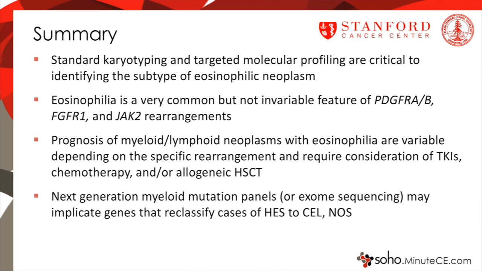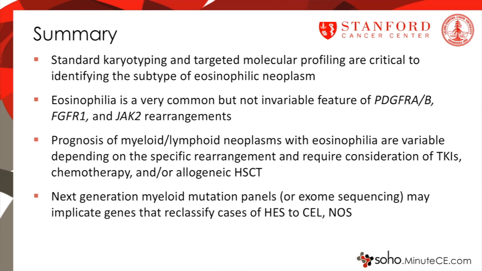So just to summarize the issue of eosinophilic MPNs, in this age, we believe that standard karyotyping and targeted molecular profiling are critical to identifying the subtype of eosinophilic neoplasm. Eosinophilia is a very common but not invariable feature of rearrangements involving PDGFR alpha or beta, FGFR1 or JAK2. And the prognosis of these disorders really depends on the specific rearrangement and require consideration of TKIs, that is tyrosine kinase inhibitors, which are very useful for PDGFR alpha and beta rearranged disease, but not particularly useful for patients with the FGFR1 or JAK2 rearrangements.